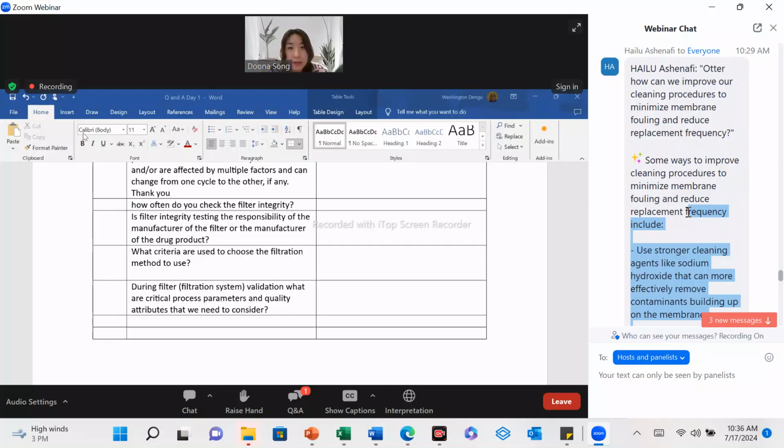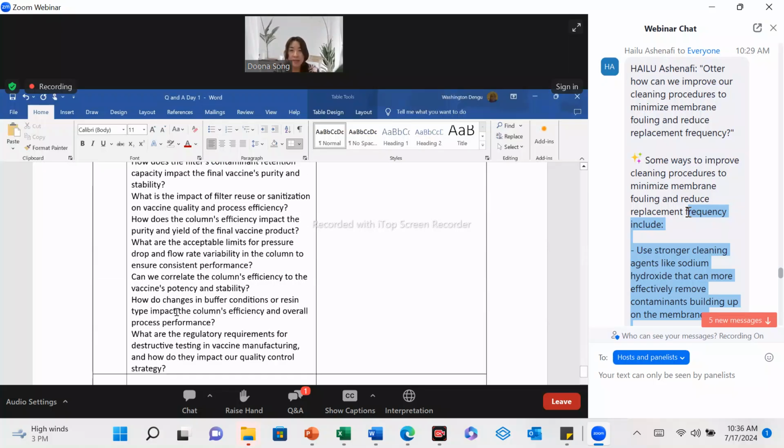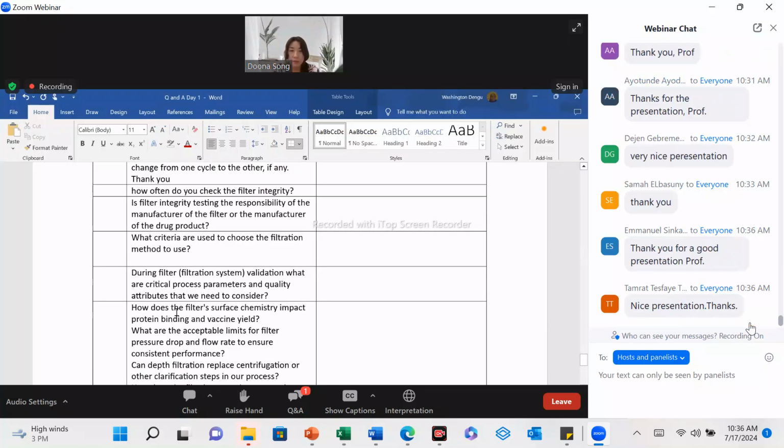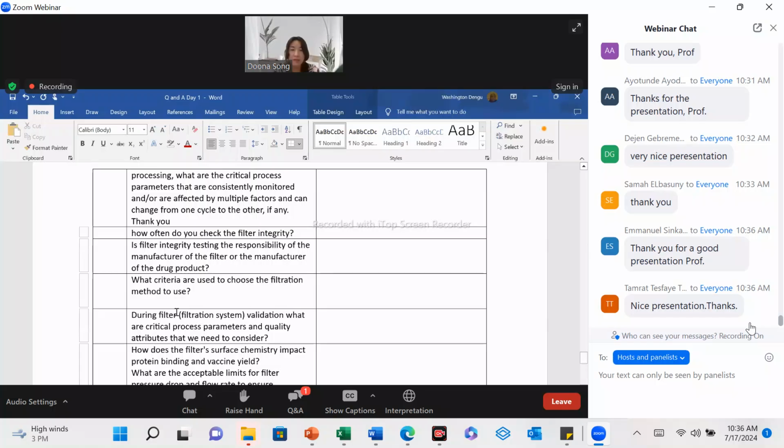And filter integrity testing is the responsibility of the manufacturer of the drug product. Yes, for the filter integrity test specification, like a specific limit, maybe the suppliers give you the specification, so you can know that.